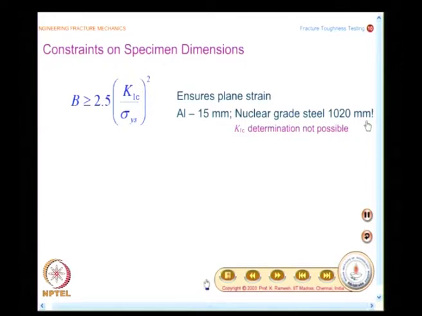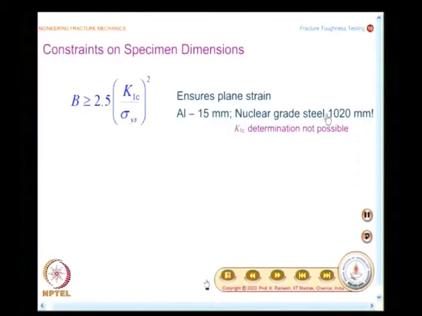In fact, a person can sit on the specimen. Such pictures have also been shown in some of the literature, and you will not have a machine to break the specimen, because it is so thick and heavy, it is just not possible, and in such situations LEFM is not really applicable. So, that is the reason why people went for EPFM for nuclear grade steel. You have plastic zone developed, and you can't have a 1020 millimeter specimen to be broken, and K1C determination is not possible.